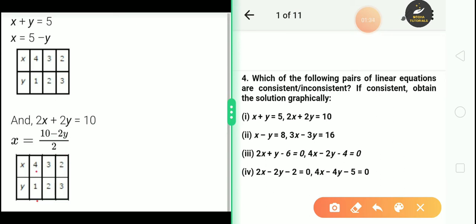Then take y is equal to 3, so 10 minus 6, that is 4 upon 2. So 4 upon 2 is 2. So when y is equal to 3, we are getting x is equal to 2. So in both cases the coordinates are exactly the same. It means we are getting the same line. Okay, so plot these points on the graph paper.